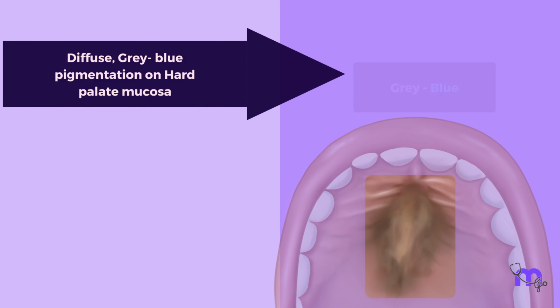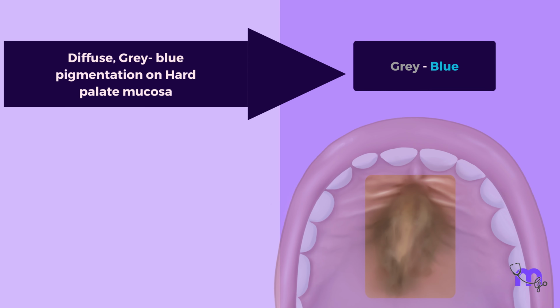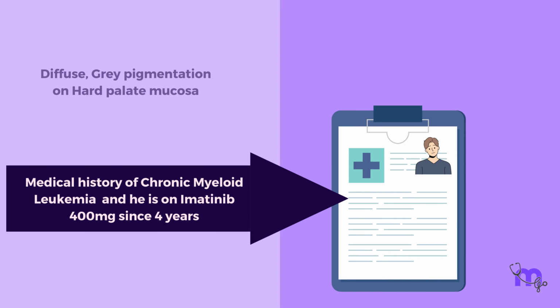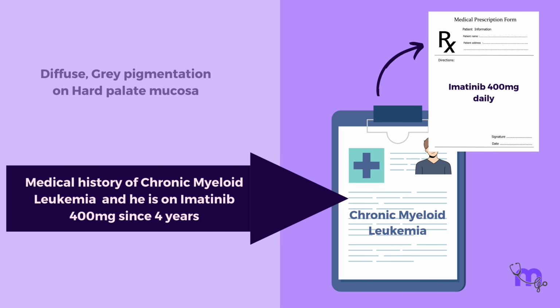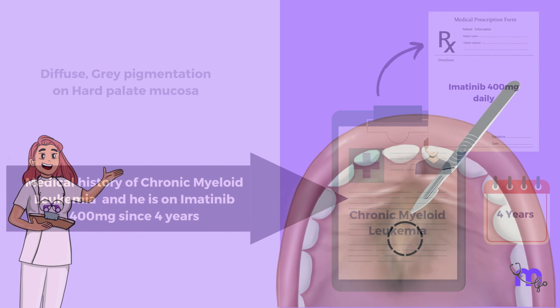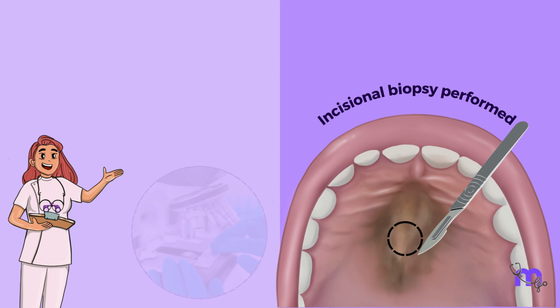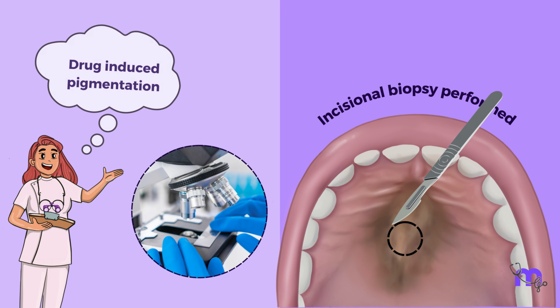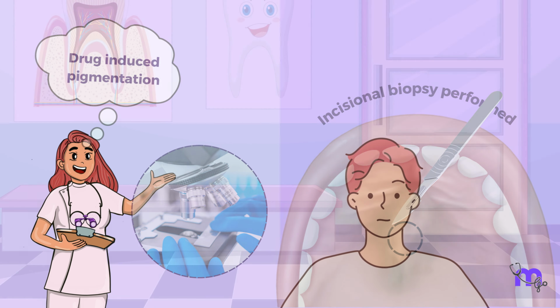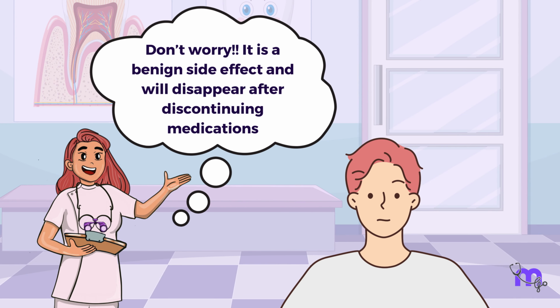Here is a diffuse gray-blue pigmentation on the hard palate. This patient's medical history revealed chronic myeloid leukemia, for which he had been receiving Imatinib 400 mg daily for the past 4 years. An incisional biopsy was performed to confirm a diagnosis of drug-induced pigmentation. I reassured the patient that the pigmentation was a benign side effect and would gradually fade once he discontinued the medication.